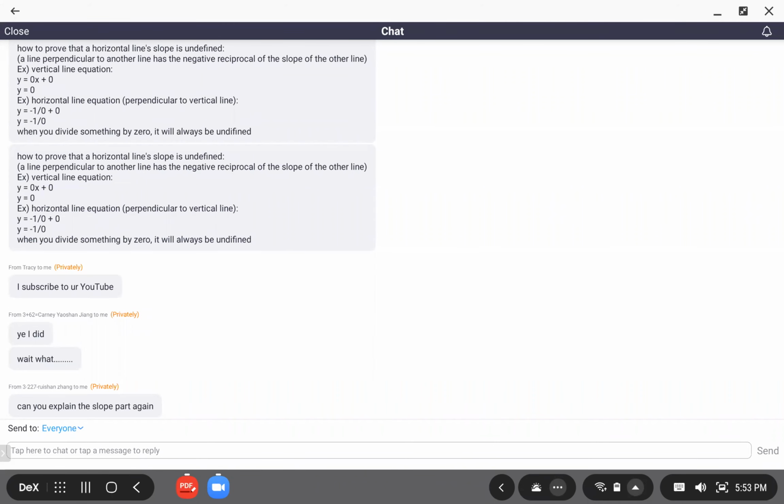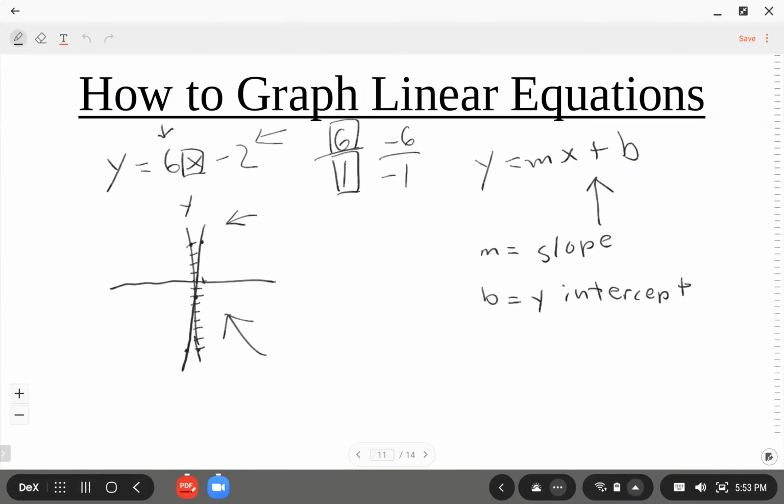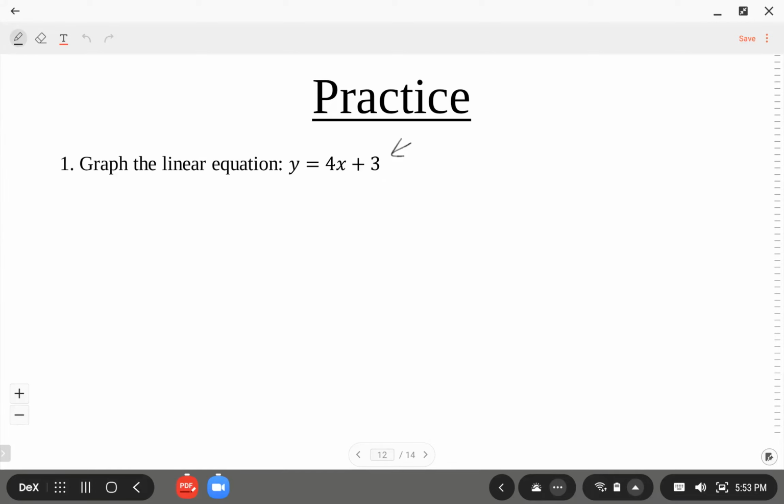Great, Shan. Okay, I'll explain the slope part again. Some of you are not getting it, so I'll explain the slope part in this problem, and I'll walk you through how to get it.